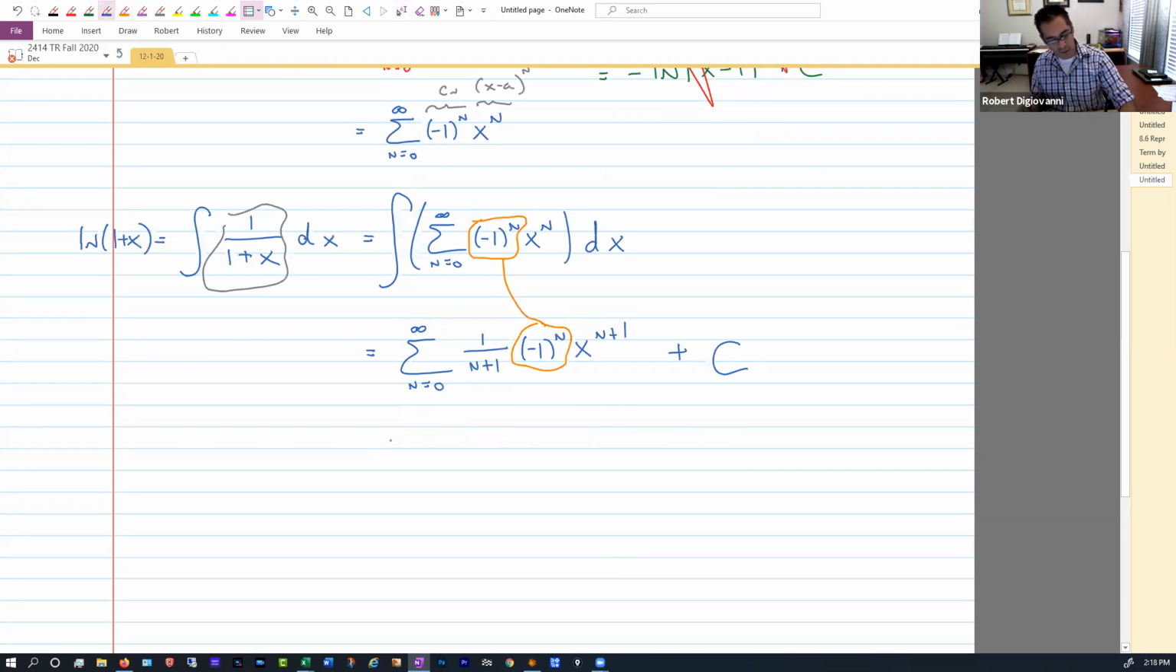Now, I'm actually going to write out the first few of these just so we can see them. If n is 0, I'm going to get x. If n is 1, I'm going to get minus 1/2 x squared. And if n is 2, I'm going to get a plus 1/3 x to the 3rd. And if I do 3, I'm going to get minus 1/4 x to the 4th. Okay, I see the pattern. Plus dot, dot, dot. There's the power series for that function. There it is.